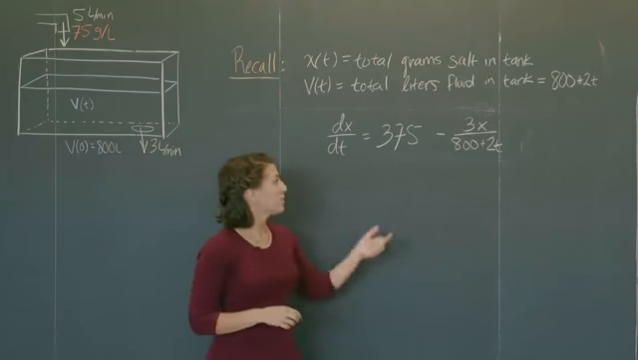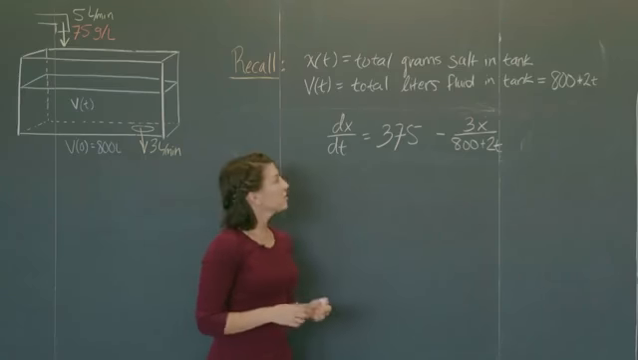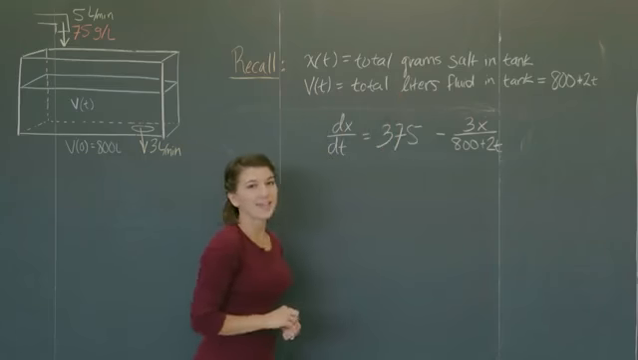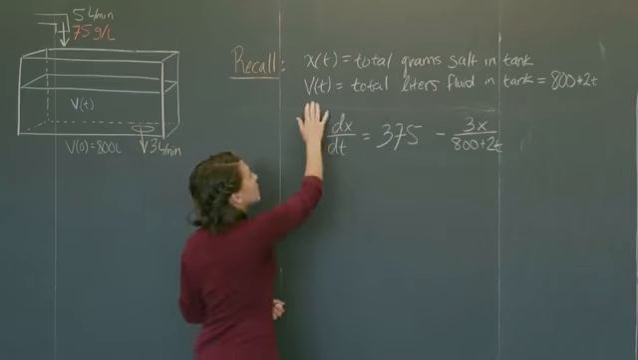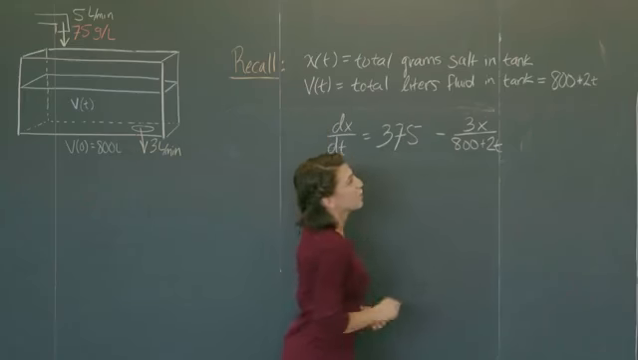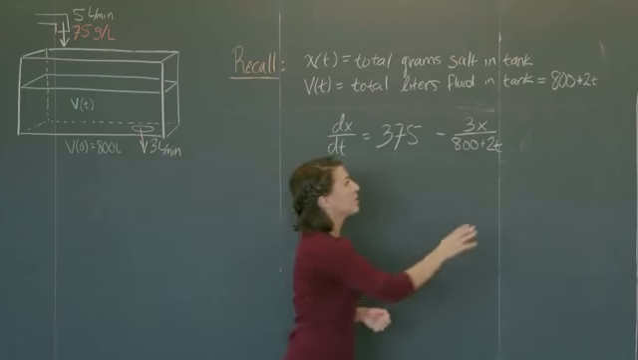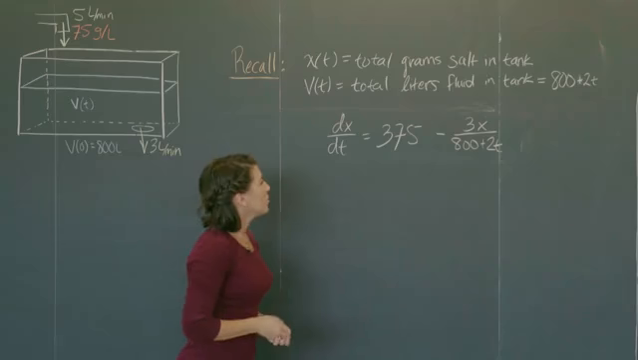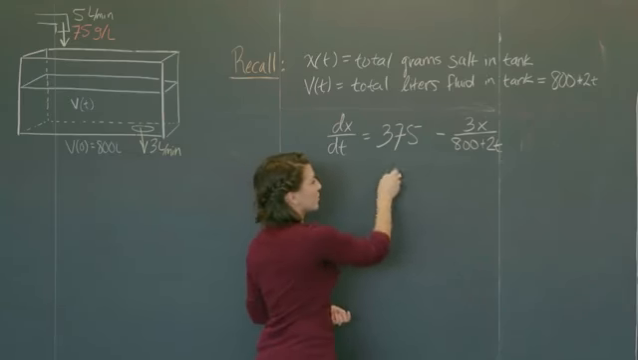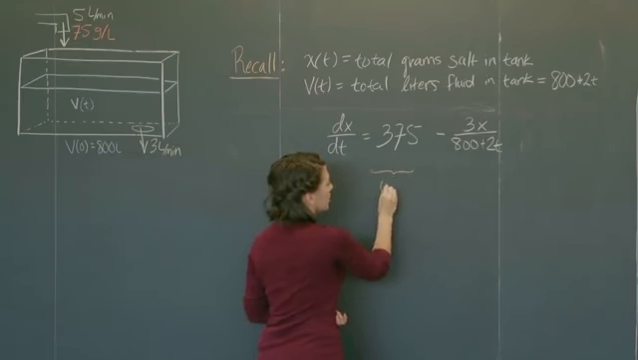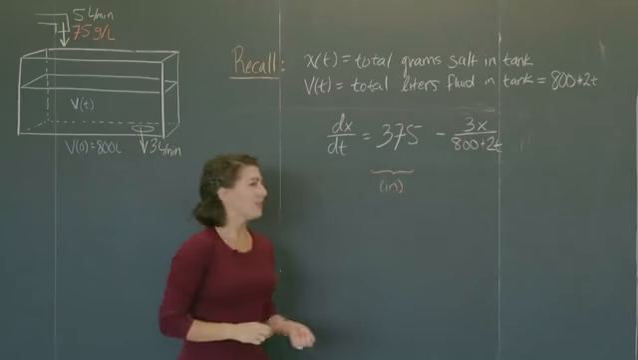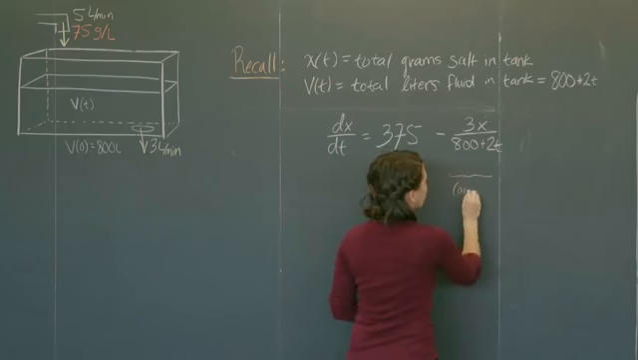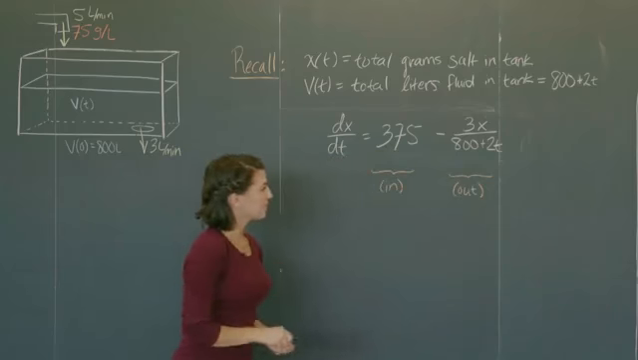We derived this equation in an earlier video, so let's recall that x of t is the total number of grams of salt in the tank at time t, and v of t is the total liters of fluid in the tank, which we found to be equal to 800 plus 2t. Also recall that this first term denoted the rate at which salt enters the tank, and this term denoted the rate at which salt exited the tank.